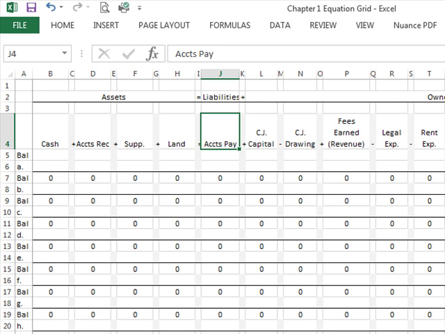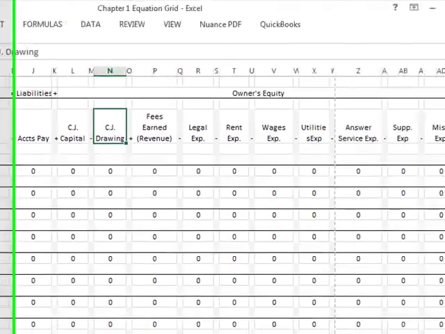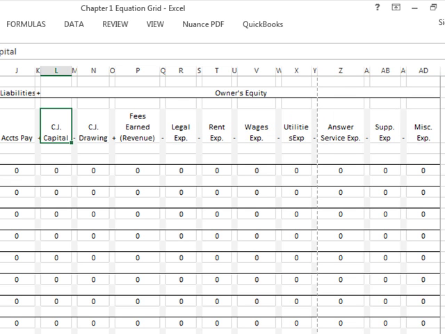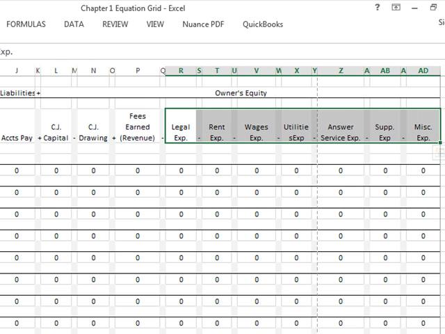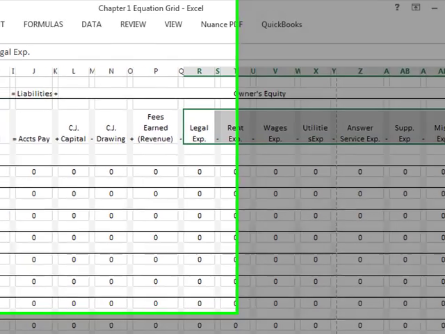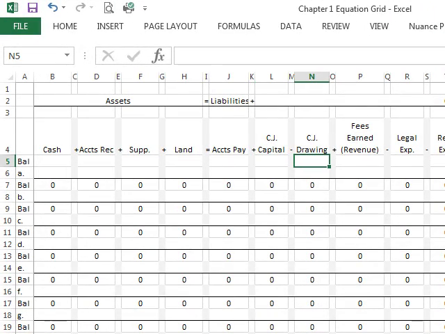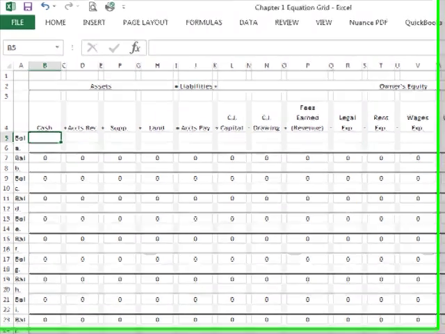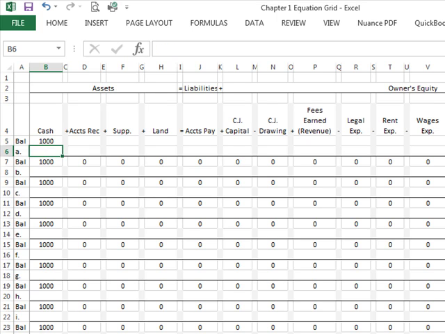Owner's equity is made up of four separate types of accounts: capital, drawing, revenue, and expenses. Okay, so capital and revenue increase equity, drawing and expenses decrease equity. So we add in capital, take out drawing, add in revenue, take out expenses, following along with the plusses and minuses. All right, so it says we started off with $1,000 in cash.